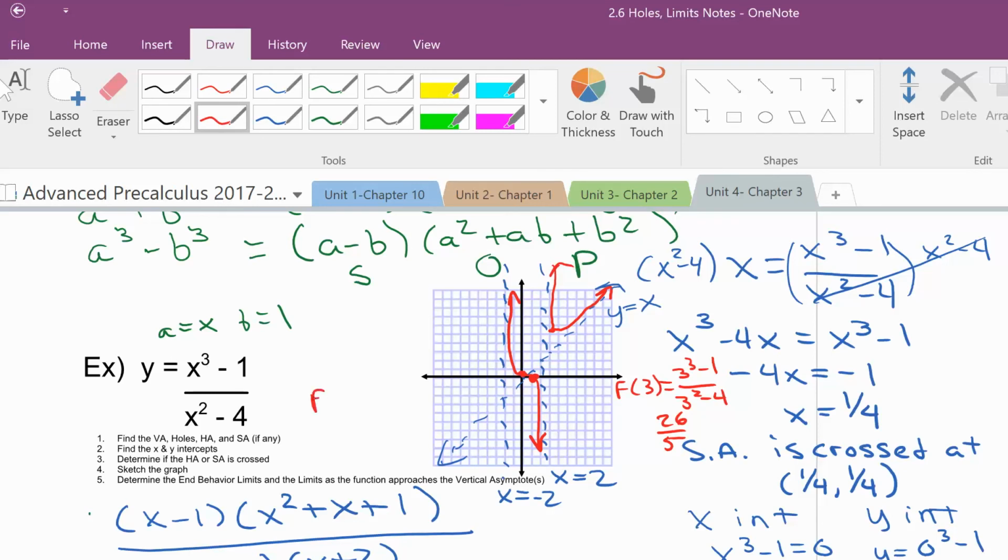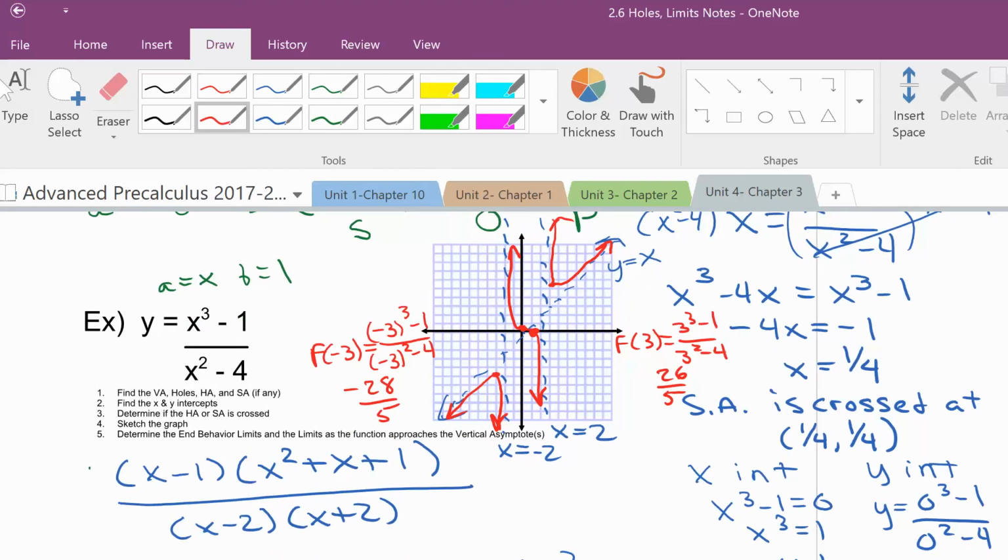Likewise, if I put f of -3, -3 to the third minus 1 over -3 squared minus 4, so you get -28 over 5. So it's -5 3/5. So it's 1, 2, 3, 4, 5 down right there. So it's going to slide with the slant asymptote here, go down with the vertical there, and there's your graph.